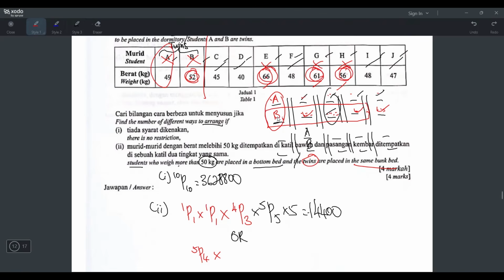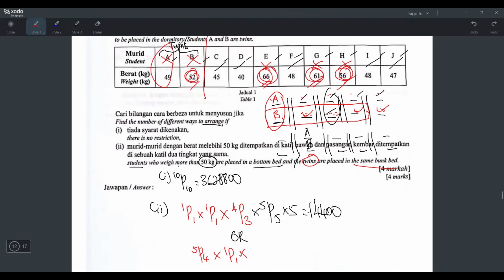That's why when you do 5P4 before, you are finding the number of ways to arrange these 4 into the 5 beds, right? But only 4 of them will be filled. And then the A will just follow where the B sleeps at the bottom bed. So it will be 1P1 for the A.